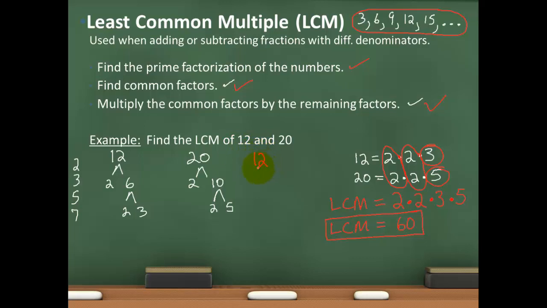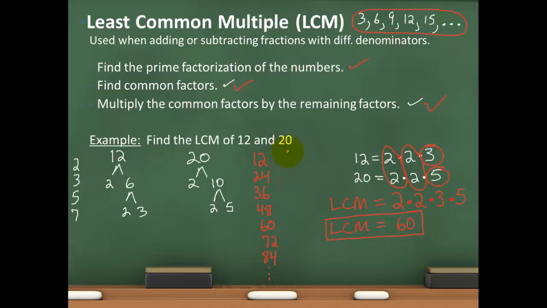But if I count by 12s, I get 12, 24, 36, 48, 60, 72, 84, so on and so forth, right? That's counting by 12. So all of these are multiples of 12.